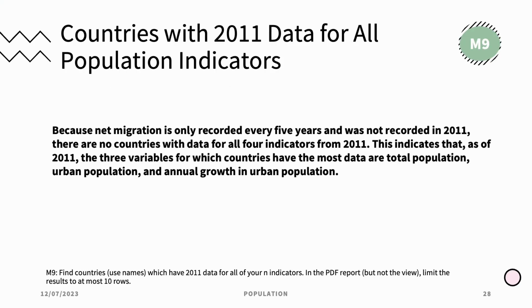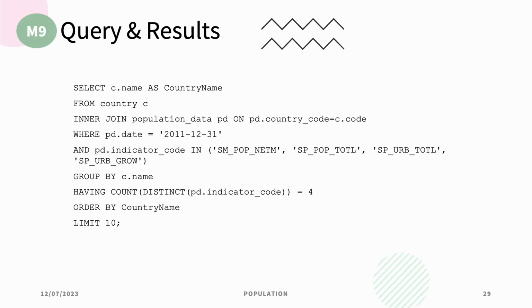Next slide. So the next is M9. M9 asks to find countries which contain data for all of our 4 indicators in 2011. Because net migration is only recorded every 5 years and was not recorded in 2011, there are no countries with data for all 4 indicators from 2011. This indicates that as of 2011, the 3 variables for which countries have the most data are total population, urban population, and annual growth in urban population. Next slide. The SQL query retrieves the names of the countries from the country table that have specific population data indicators available for 2011 from our population data table.